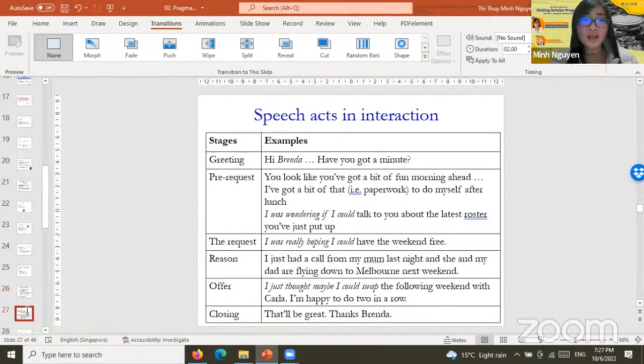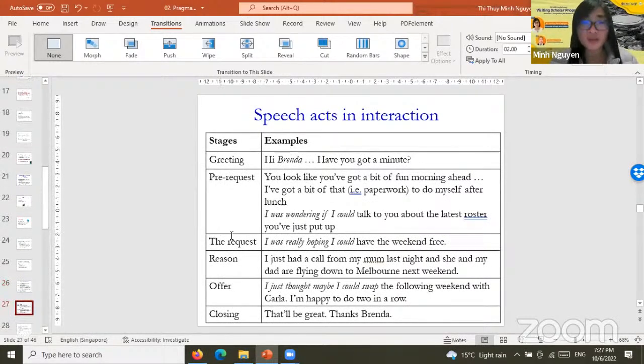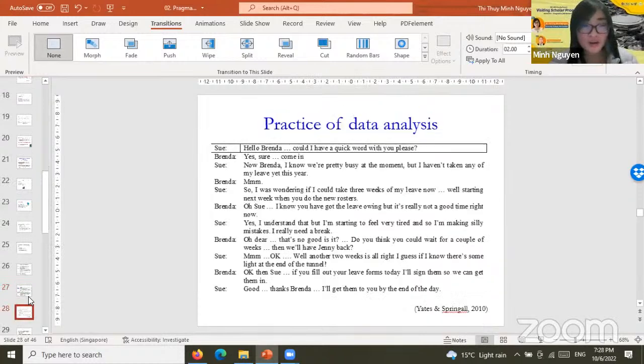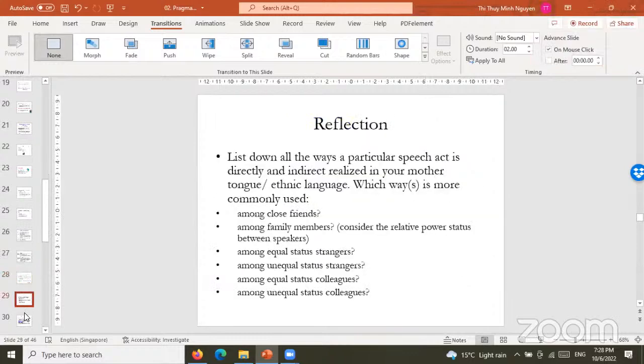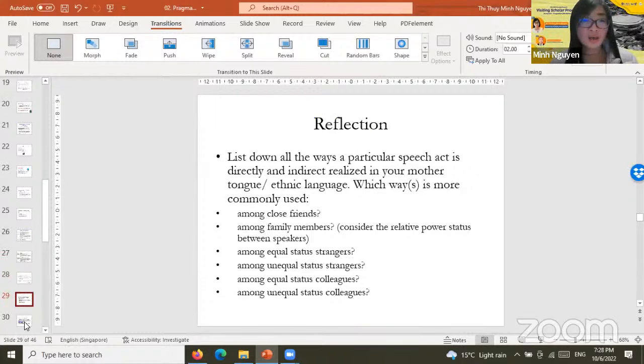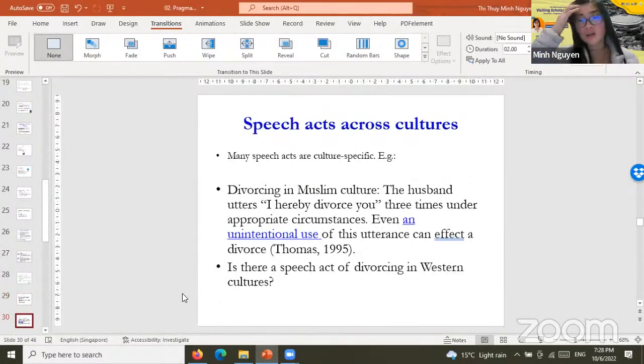Right, so greeting, pre-request, the request itself, reason, offer of compensation, and closing down, and the phrases that I highlighted here are what we call internal modifiers, right? We don't have time to analyze another conversation, but basically that's how people do speech act analysis in research. Let's move on to speech act across culture because we have only half an hour left.